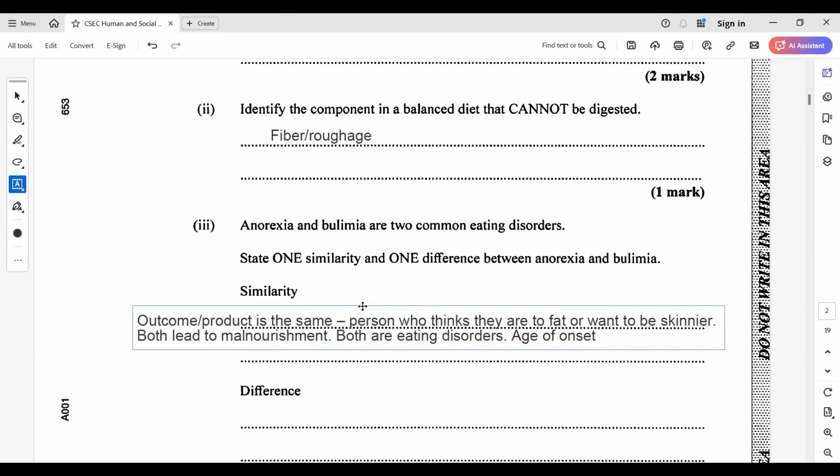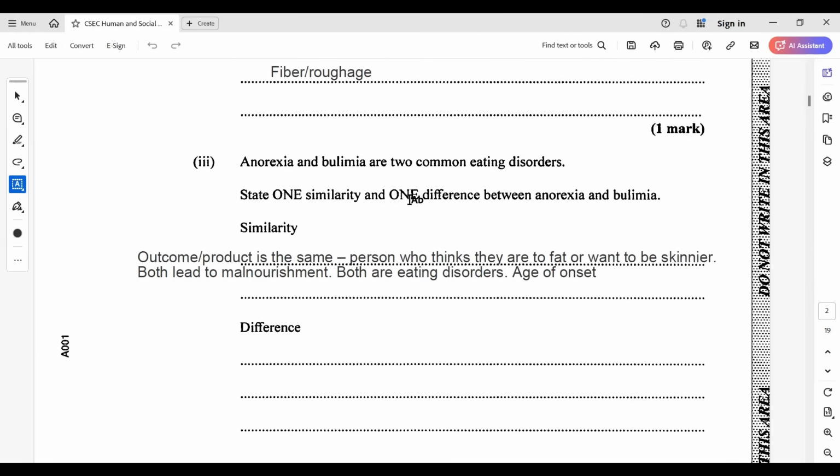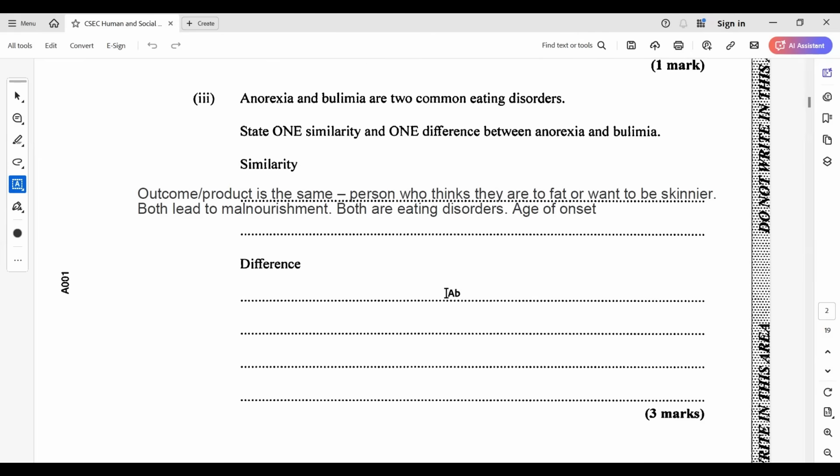Both are eating disorders. Let's start with that. Both are eating disorders. Both lead to malnourishment, meaning you do not receive the correct amount of nutrients required. The outcome is the same where the person feels like they want to be skinnier or they think they're too fat. Those are similarities between these 2. They ask for 1 difference, 1 similarity. If you give more than 1, the maximum amount of mark you could get is only for 1. Yeah? So moving on to the difference.